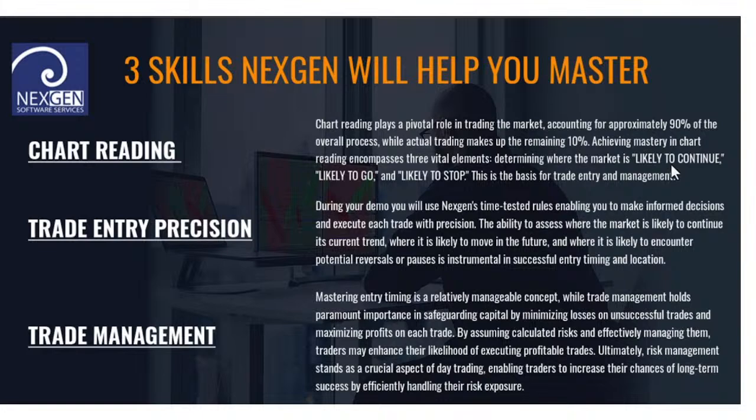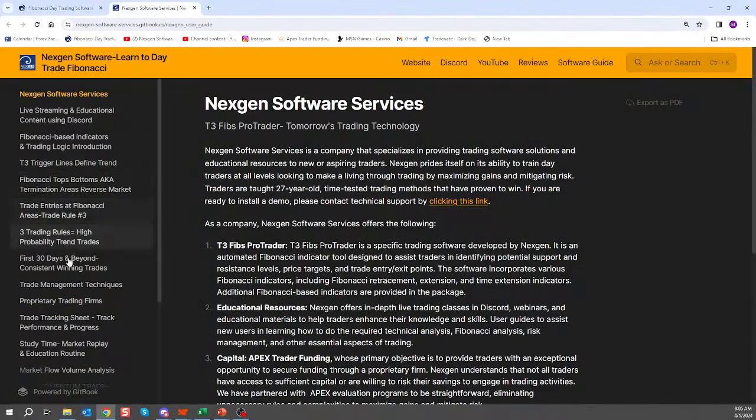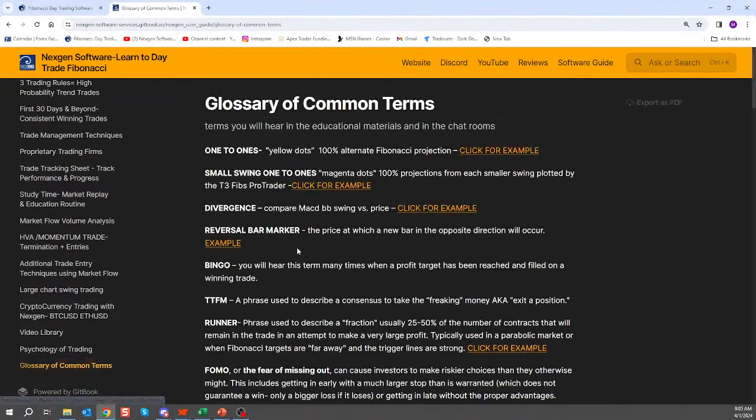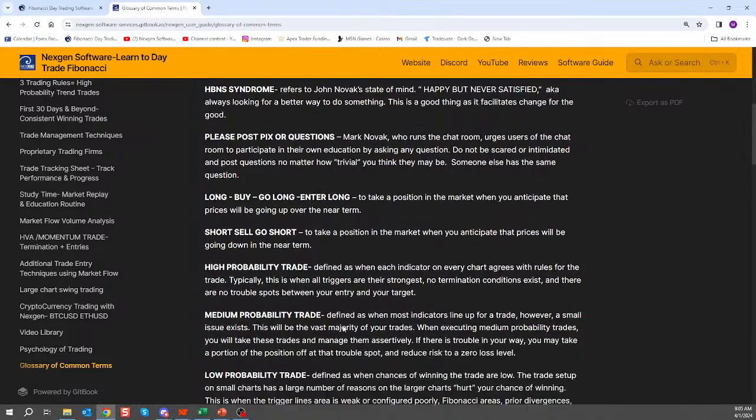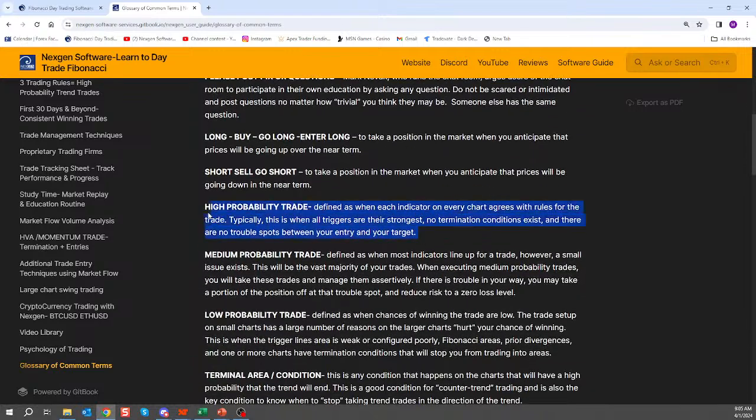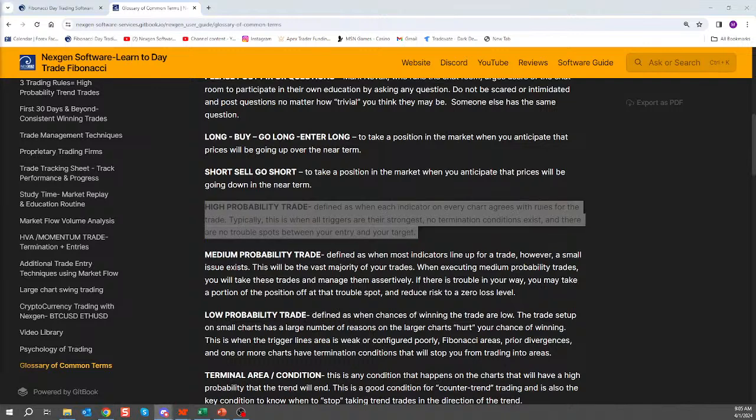Our first hour is 100% dedicated to the high probability trend trade. And I'm going to go to the glossary of common terms, guys. Another one you should check out if you're curious about some of the terminology in the room. But we're going to talk about a high probability trend trade, guys. And we're going to talk about this for about an hour and 15 minutes.